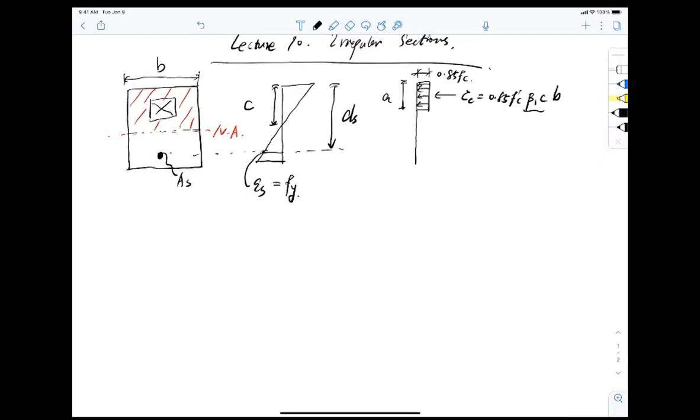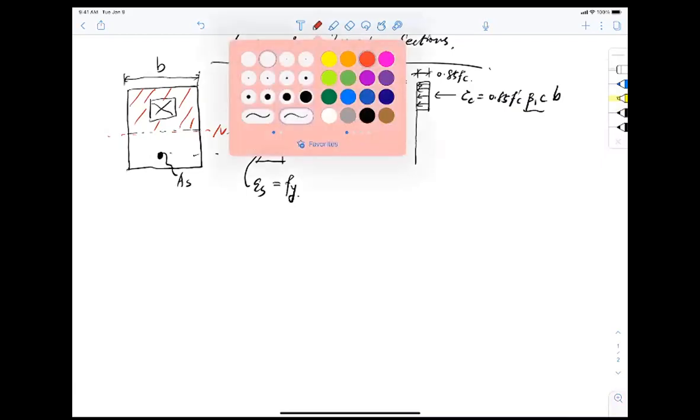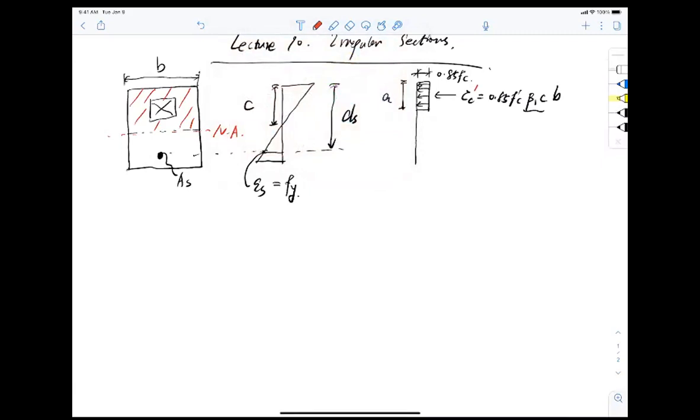So to account for that, I say, folks, got to be careful. This must be so-called CC prime now. CC prime now means it is irregular, and I need to account for the opening. So it's like I am missing a 0.85 F prime C times the area of the opening, the area of the hole. Okay, that's the part I'm missing. So for an irregular section, I need to consider that.